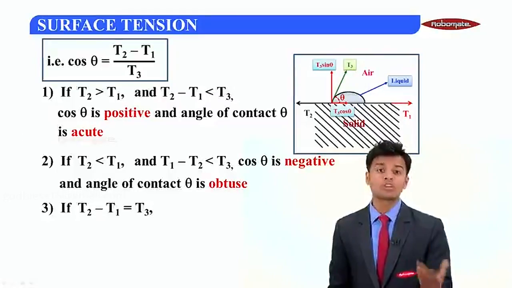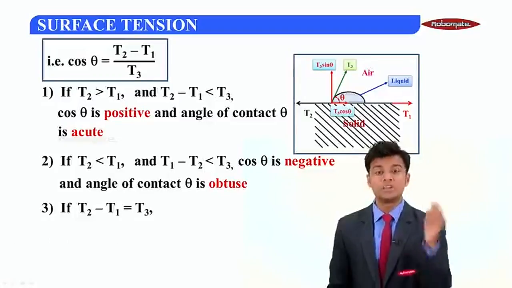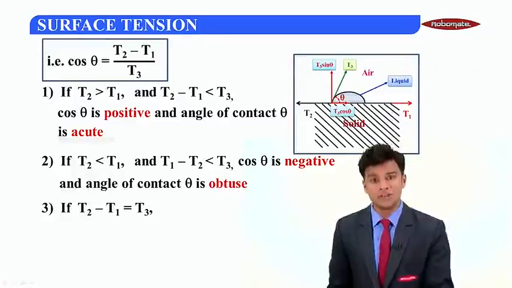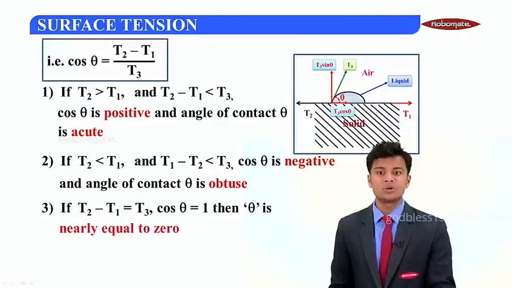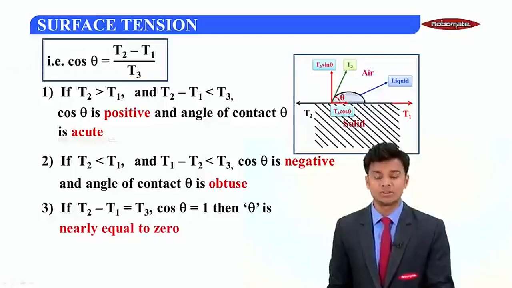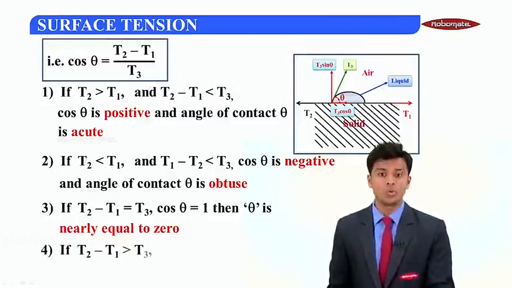Now, if we talk about the third case, if T2 minus T1 is equal to T3, that is, the numerator and the denominator have the same value, the value will cancel, and cos theta will be equal to 1. And now class, if cos theta is equal to 1, then theta is nearly equal to 0. Okay class, because we know that cos 0 is equal to 1.